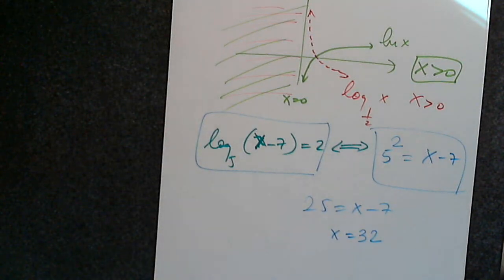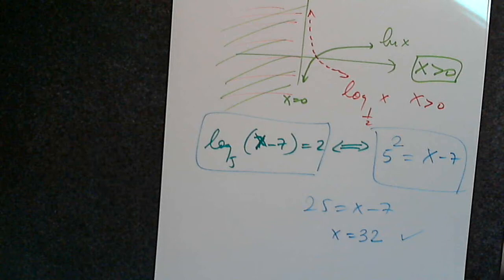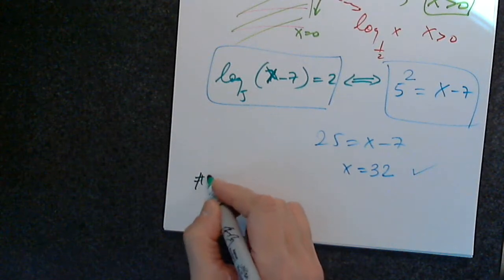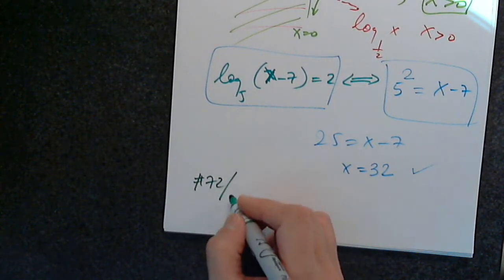Would you accept 32? Yes, because it's in the domain, which is greater than 7. So I will not have to go back and plug it in. Good. So this was our very first log equation. Let's continue with 72, and you can choose the next. Any questions from me?